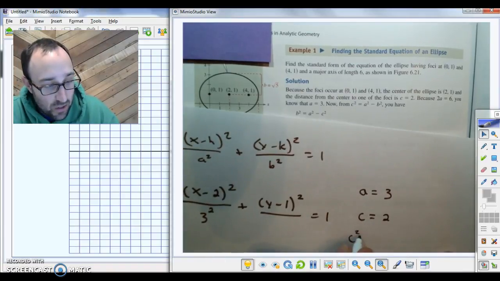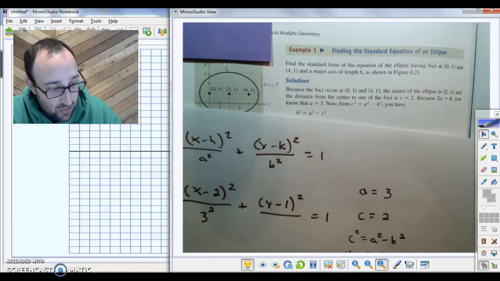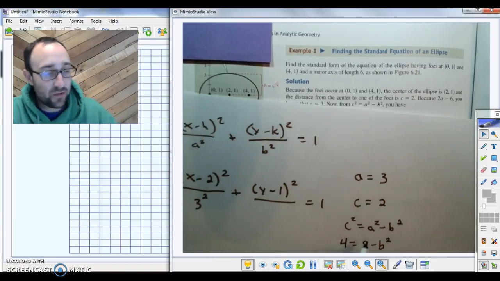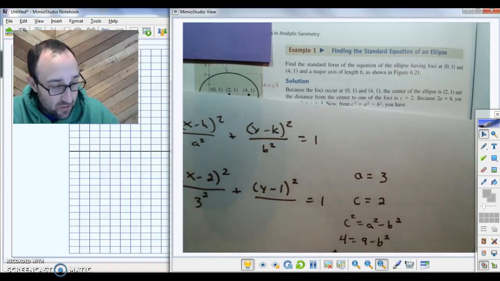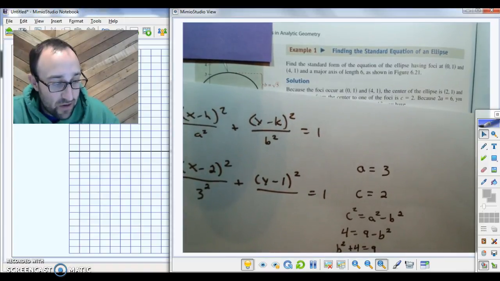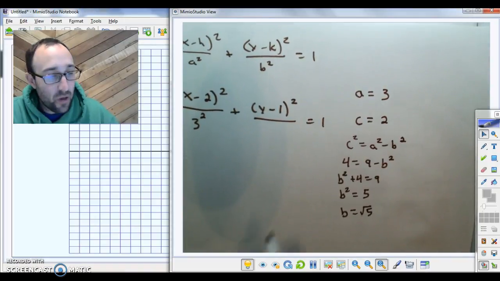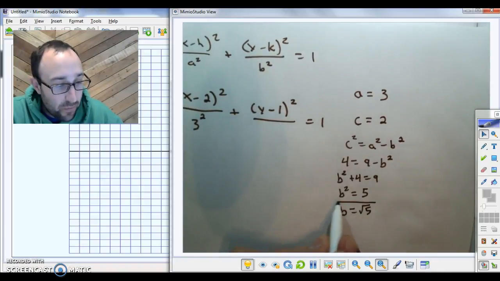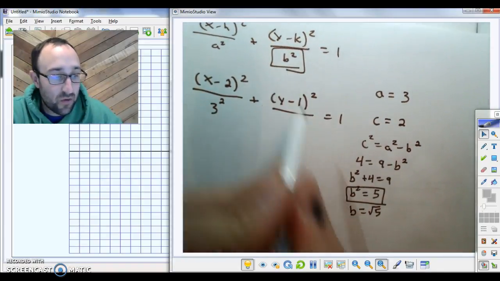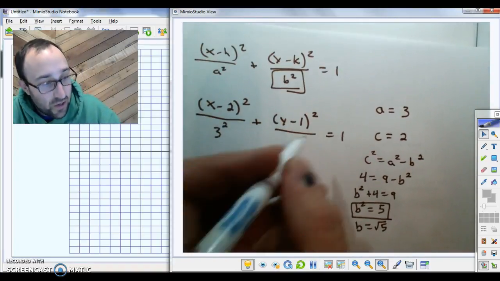So we can say c squared equals a squared minus b squared. So 4 equals 9 minus b squared. We could also rewrite this as b squared plus 4 equals 9. Subtract 4, and you get b squared equals 5. Now I could find out what b is, the square root of 5. But when we plug it back into our equation, I want to know what b squared is, because that's the part of the formula. So I really don't need to figure out what b is for now, because it's already graphed, so I don't need to count that number. So we can just say this is over 5.